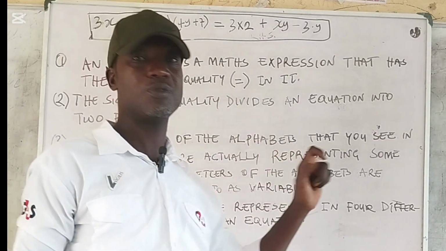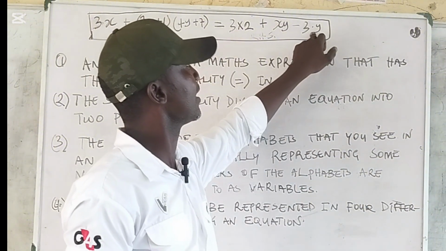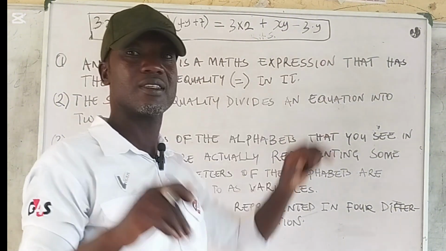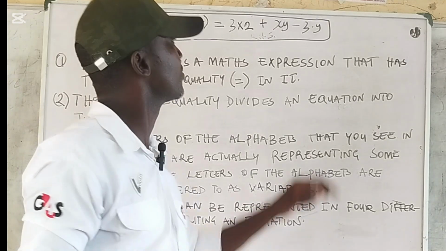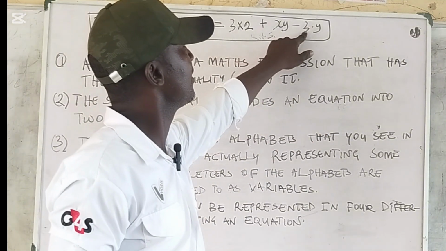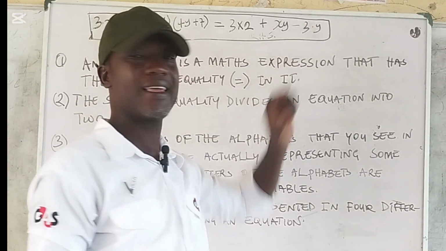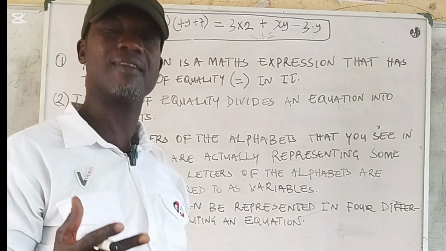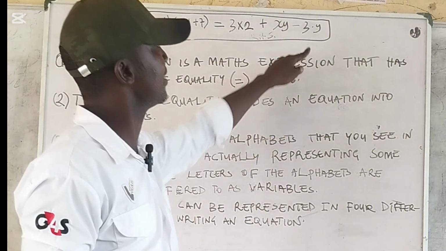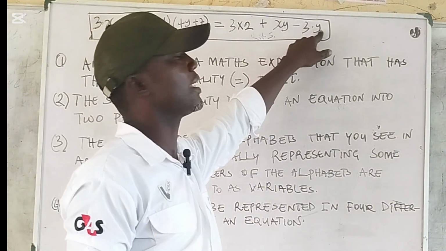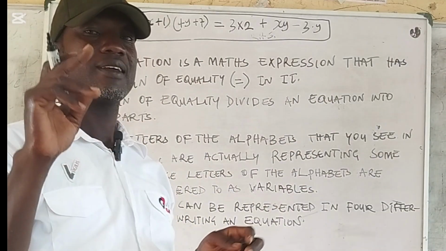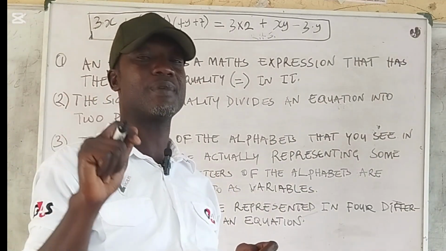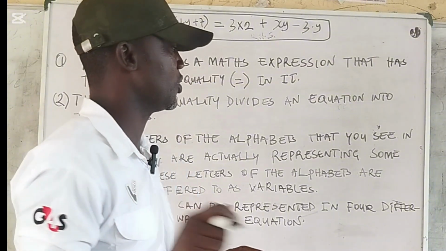The last one we're going to use is here. We use the dot. So 3 dot y. It still means multiplication. It still means that 3 is multiplying y. So these are the 4 ways that multiplication can be represented while writing an equation.